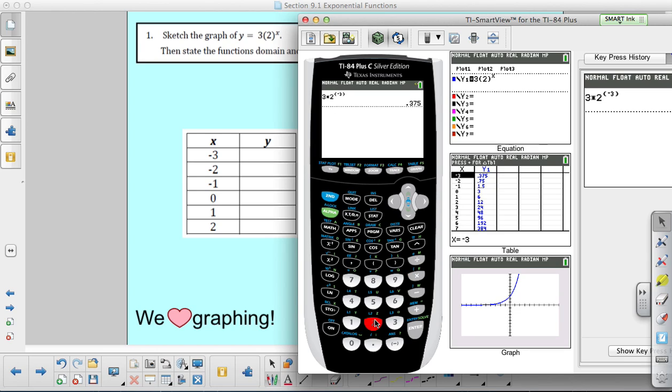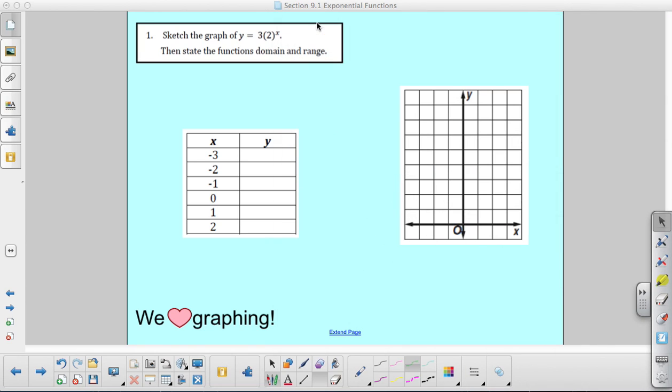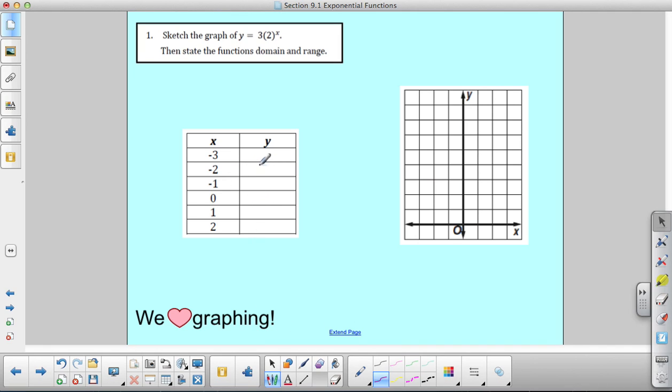So 3 times 2 to the parentheses -2nd. If you don't have a graphing calculator, that's how you're going to have to get all of the values. If you do, you can go ahead and use the table. So let's go ahead and enter in what we had from our table. Our table had 0.375, and then we had 0.75, then 1.5, then 3, and 6 and 12.